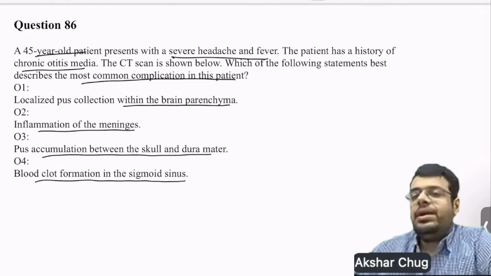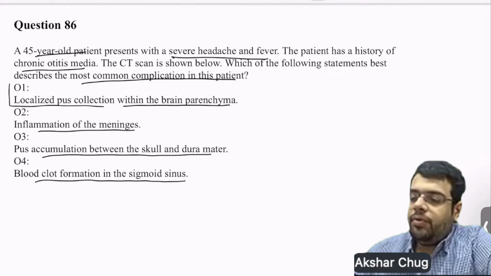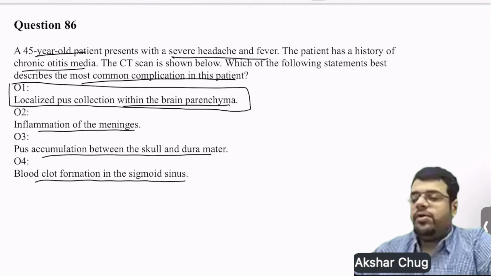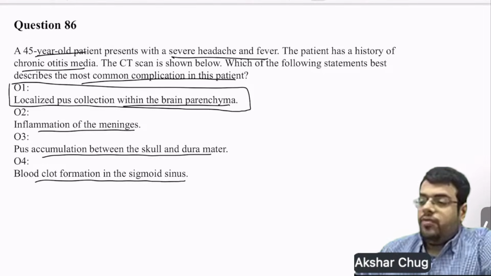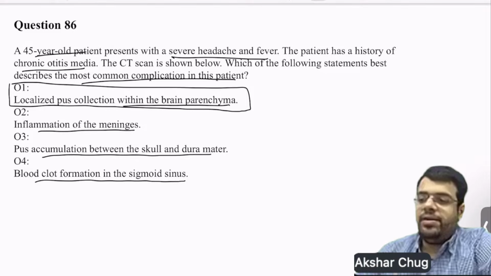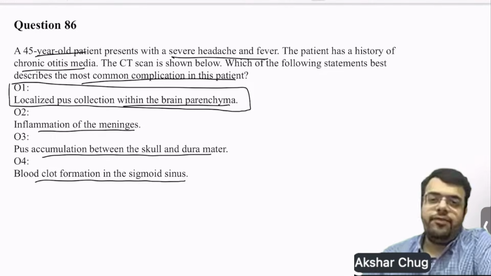So basically, the CT scan showed a brain abscess, which is secondary to chronic otitis media. The brain abscess we would define as localized pus collection within the brain parenchyma. Inflammation of meninges would present with Kernig and Brudzinski sign. Pus accumulation between skull and dura is not seen in CSOM. Blood clot in the sigmoid sinus again points more towards sigmoid sinus thrombosis or a hypercoagulable state rather than CSOM. The CT scan classically showed a fluid-filled hypodense lesion, which is more suggestive of the brain abscess.